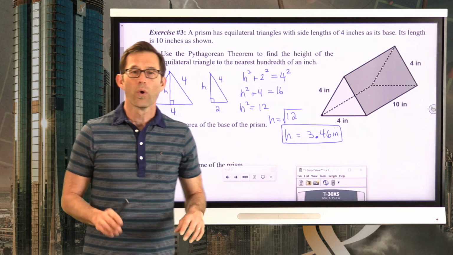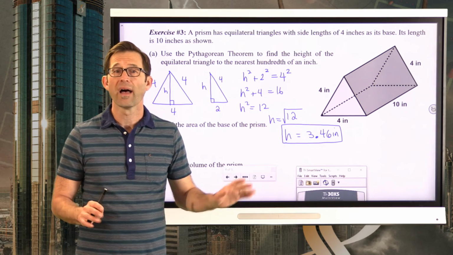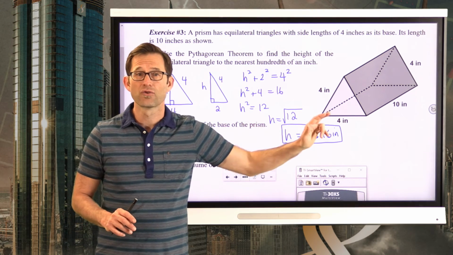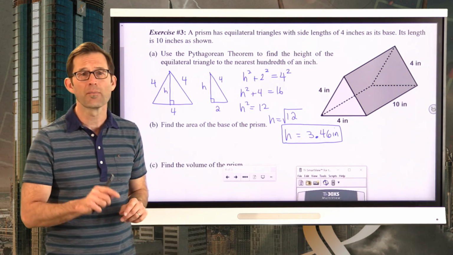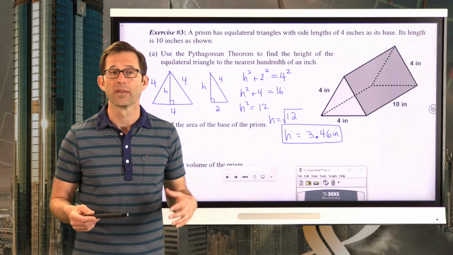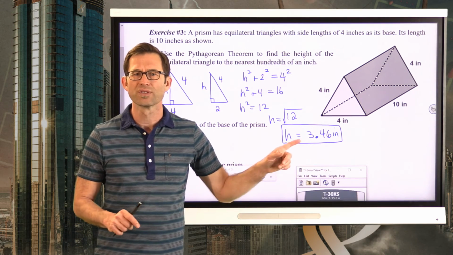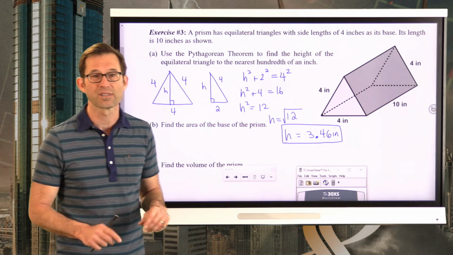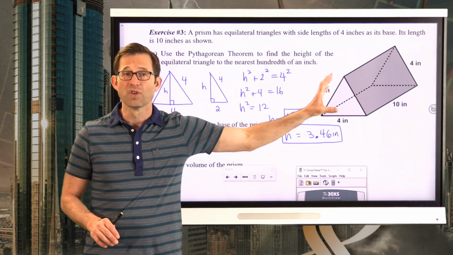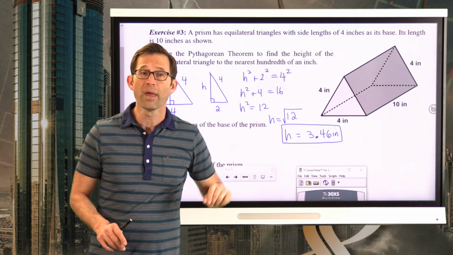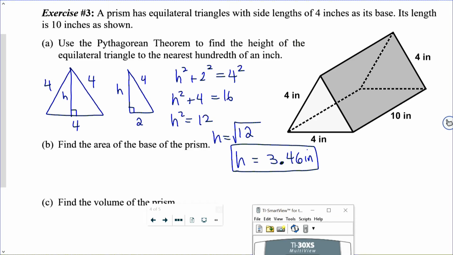Now, we're going to use that 3.46 inches for the rest of the problem as the height of that triangle. Even though we've rounded it, we're going to continue to use that. We'll talk more about rounding as this unit goes on and the problems get even messier, believe it or not, than this one. But for right now, we're just going to stick with that 3.46. All right, now simple enough. In order to find the volume of this object, we're going to need the area of that base, but that should be relatively easy now, and let's take a look at letter B.